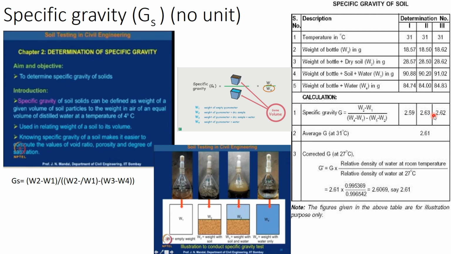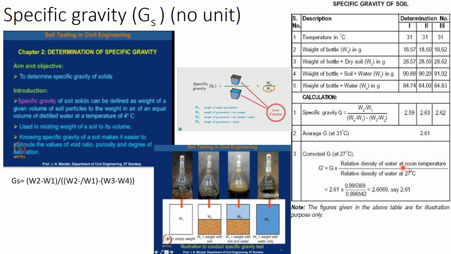So from this formula we can get what is the specific gravity at that temperature. We have to find out the specific gravity at 27 degrees Celsius. That is what we have to report in general. Okay, so we have to do a temperature correction. We have to find out what is the relative density of water at the room temperature. We have a standard table for that.